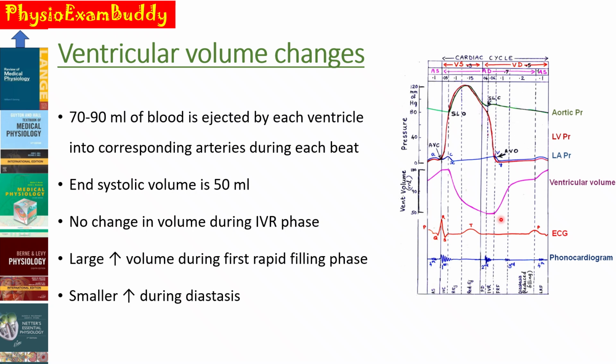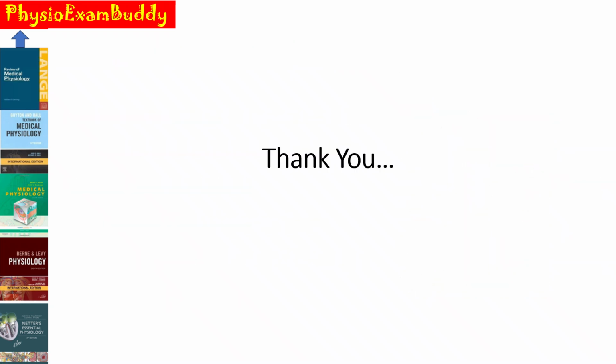After that, there is a large increase in the volume during the first rapid filling phase and a smaller increase in the volume during the diastasis phase. So that is about the pressure as well as volume changes in the cardiac cycle. Again, you have to draw the same Wiggers diagram when the pressure as well as volume changes are asked in the cardiac cycle. Thank you.